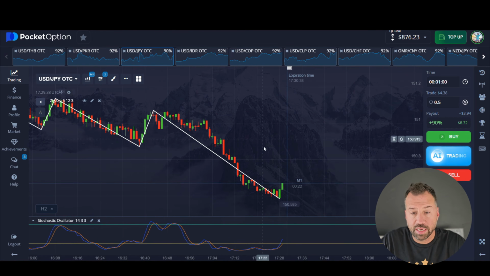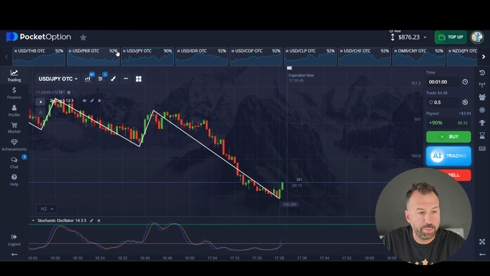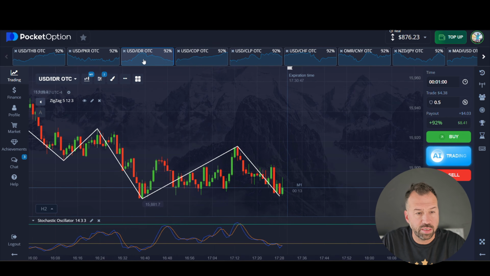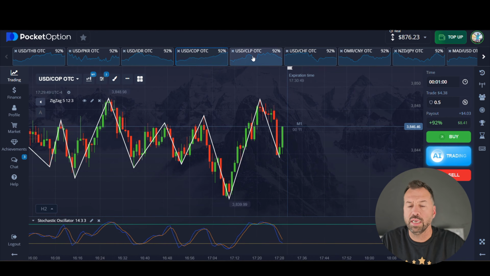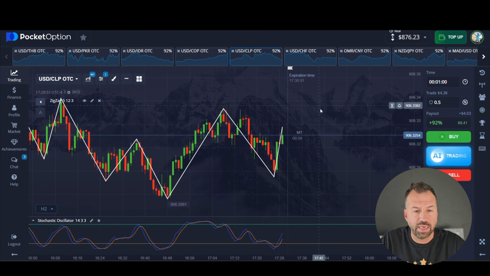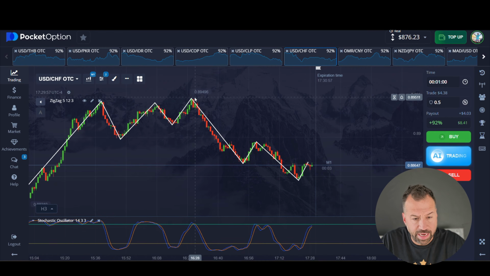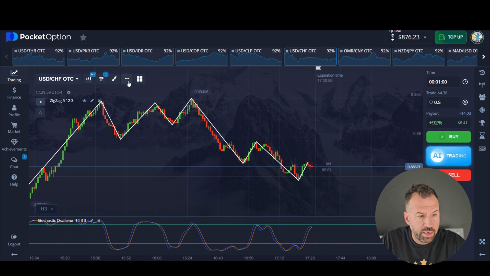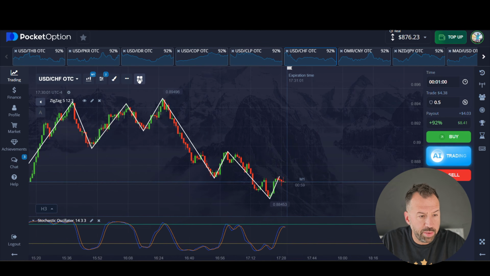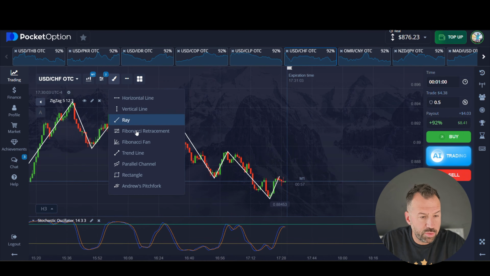So here's a prime example of be careful. This is now 90%. See, 90% payout. So I'm going to close that out because I don't want to deal with that 90%. Not that it's a big deal, but 92 versus 90, I want to make as much money as I can on the trade. So here we have a downward trend, and you can go ahead and grab a trend line.